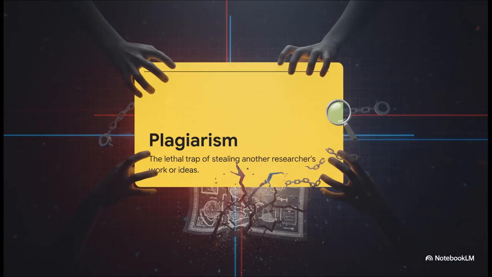And then there's plagiarism. This is the lethal trap of historical research. Stealing another researcher's work or ideas is the ultimate pitfall. But why is it so uniquely lethal in history? Because history relies entirely on a chain of trust spanning generations. If an investigator fakes or steals their findings, they don't just ruin their own career, they pollute the historical record for everyone who comes after them. In the pursuit of truth, intellectual honesty is absolutely non-negotiable.